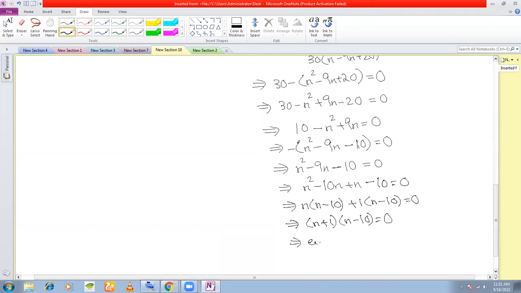That means either n is equal to minus 1, which is not possible because n is a natural number, or n is equal to 10. Hence the value of n that we solve for is 10. Okay, we'll move on to the next sum.